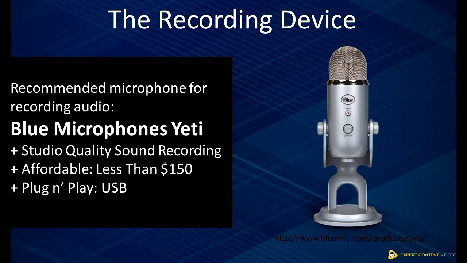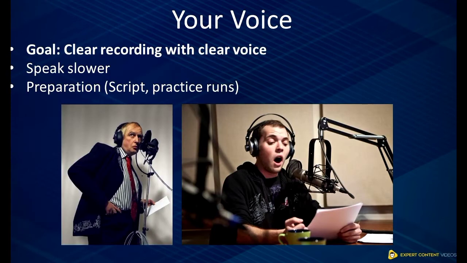Don't fret, however. There are actually very affordable microphones that produce very high-quality sound. One such example is the Blue Microphone's Yeti. This is because it has studio-quality sound recording, which is a big plus if you want high-quality audio. It's also very affordable. You can get this online for lower than $150. The third is also the biggest advantage. Its plug-and-play properties. You just simply plug into any USB port on your computer, do some simple settings, and you're ready to record.